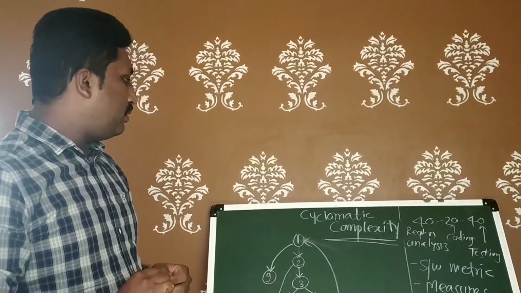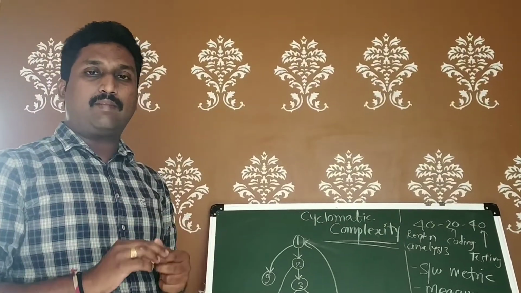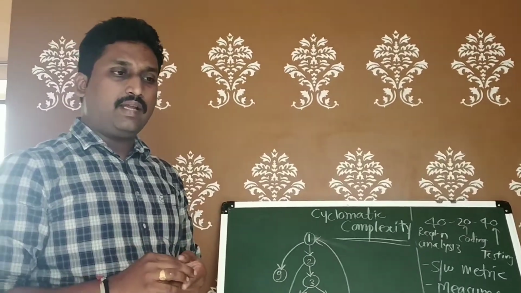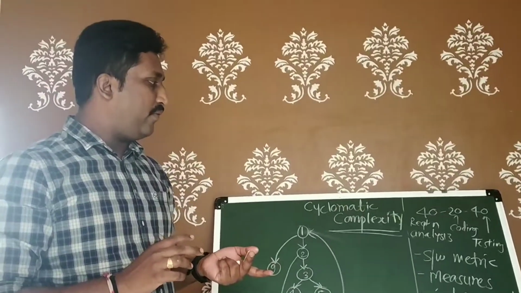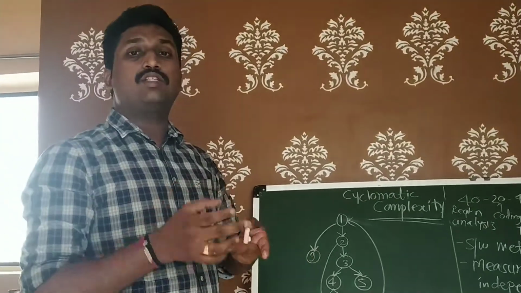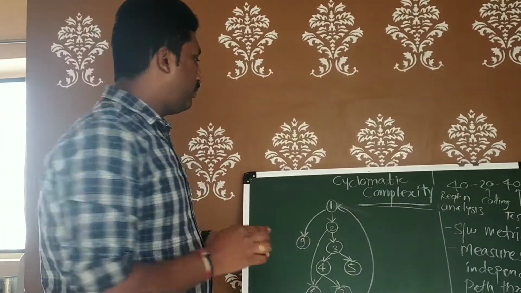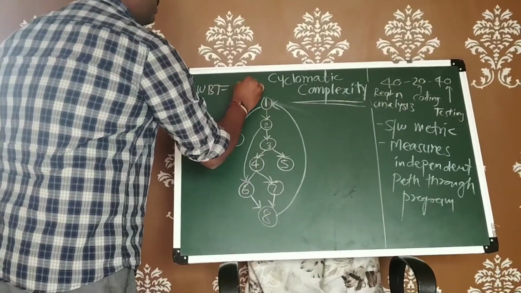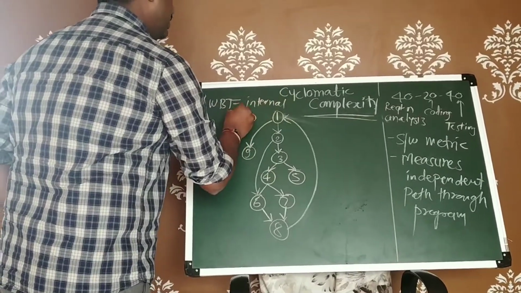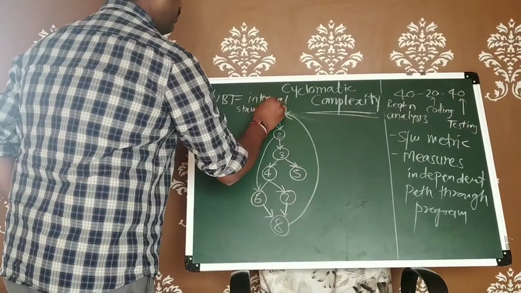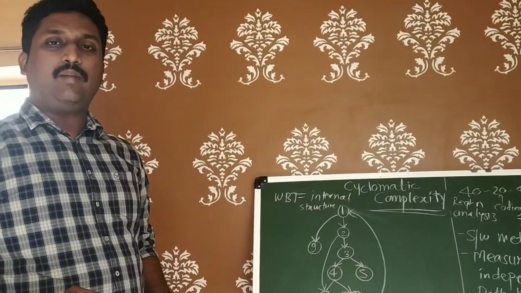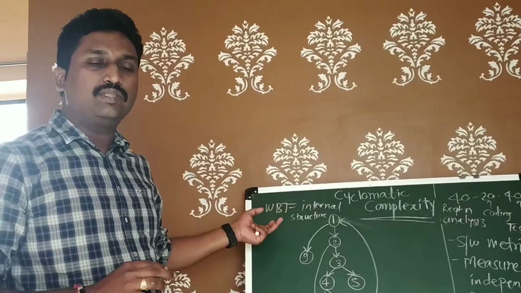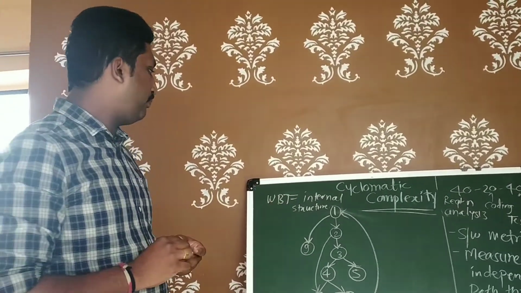There are two types of testing, basically black box testing and white box testing. In white box testing, we know the internal structure of a program, which means we will be able to see the code. And in black box testing, we are not able to see the internal structure of a program.